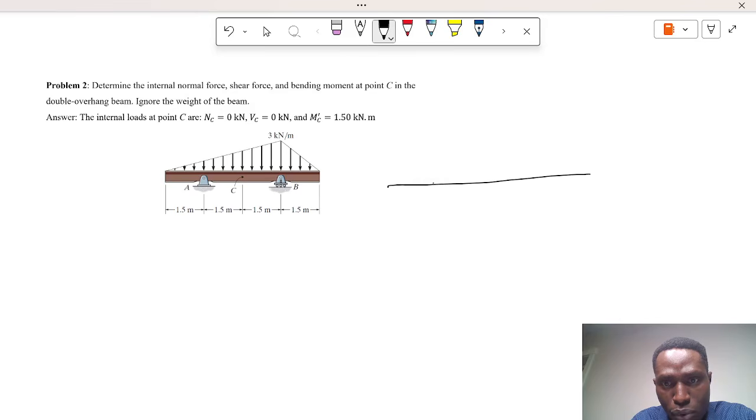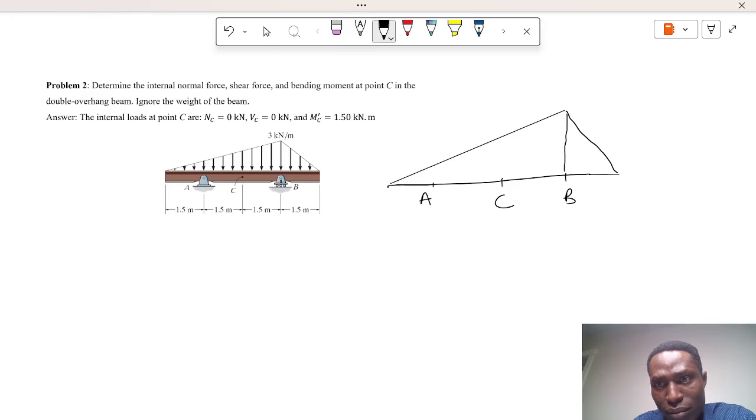So here we have point A. Then around this part we have point C. Somewhere here we have point B, a little extended to the extreme. So on the beam we have a distributed load, and its apex is 3 kilonewtons per meter around point B.